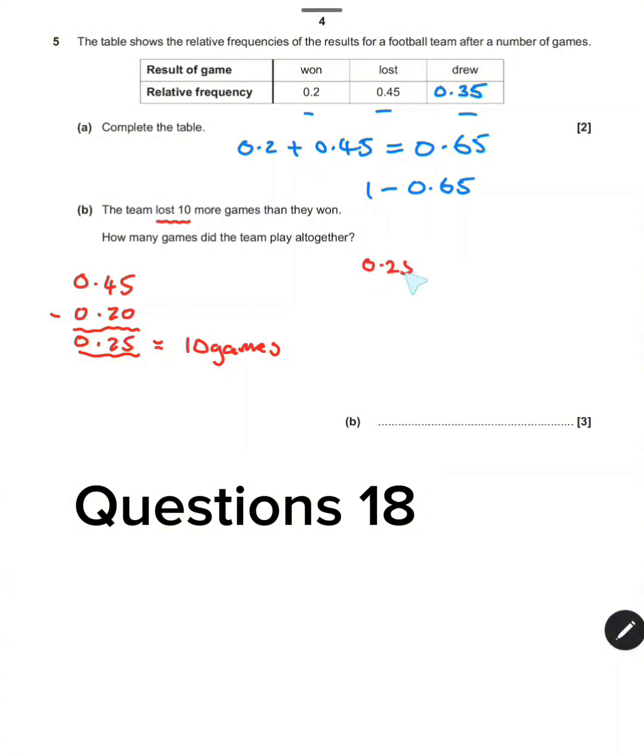Well, if 0.25 represents 10 games, then I can multiply that by 4, and multiply that by 4. 0.25 times 4, a quarter times 4, is 1. That 1 is everything when it comes to probability or relative frequencies. So multiply this by 4. They played 40 games altogether.